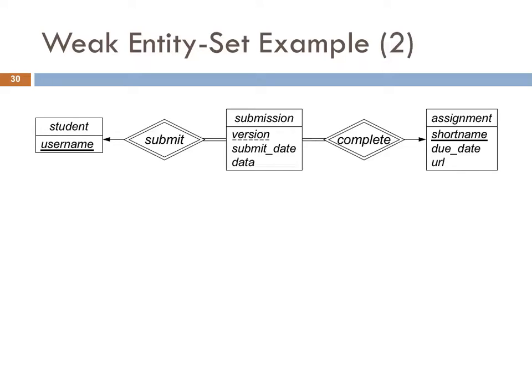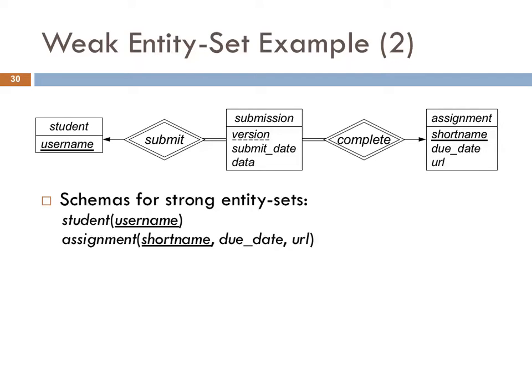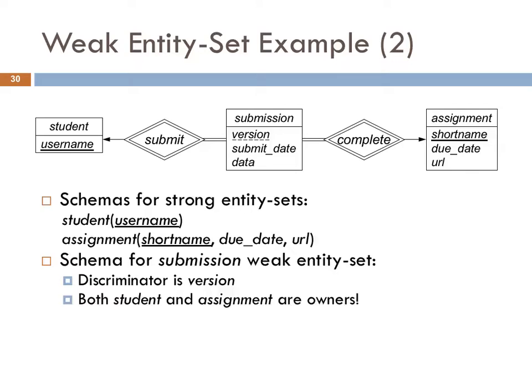We had this example. Hopefully you can see exactly how we would do this. Where do you start? When you're doing something like this, always start with the strong entity sets. They're easy. Just take care of the strong entity sets first. So we do student: username; assignment: short name, due date, URL. That's all easy enough. And then submission, a weak entity set. We have version, that's the discriminator. And we have two identifying entity sets this time. No biggie, we can handle that.